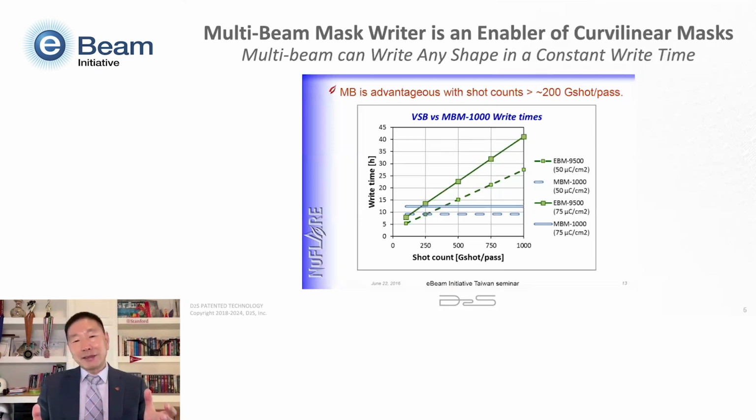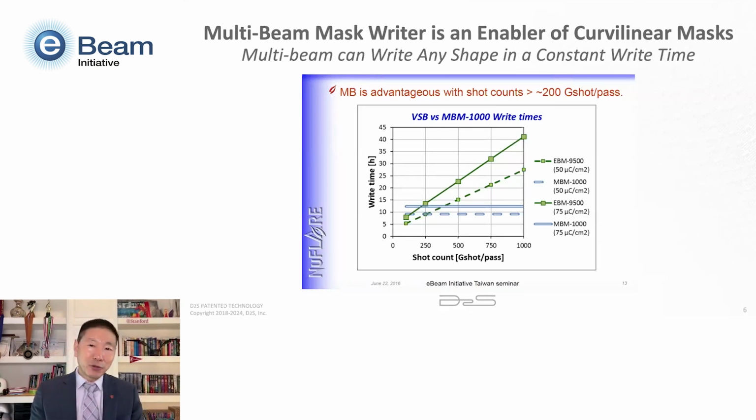To make the curvilinear mask used in production, the number one block, as I mentioned before, is mask writing. That's because the VSB mask writer is a single beam, variable shaped beam. You can write a rectangle or 45-degree triangle very fast. It was designed to write Manhattan patterns really, really fast. But if you want to write a curvilinear pattern, you have to decompose the pattern into many small shots. Since the write time is proportional to the number of shots, as you see from this chart given by NuFlare, the write time will be too long and not practical.